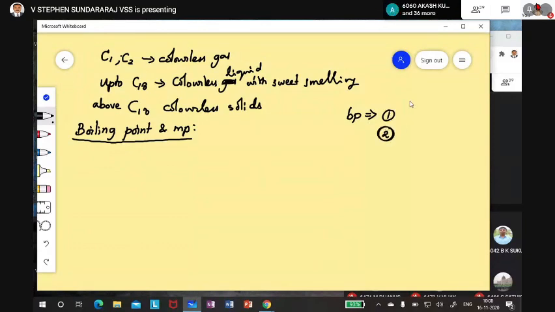What is the first factor? It is molar mass. Molar mass or molecular mass, both are the same other than the unit. So here it is a matter of mass. The second factor is intermolecular forces of attraction, or cohesive force. Cohesive force means the attraction alone. Intermolecular forces of attraction.